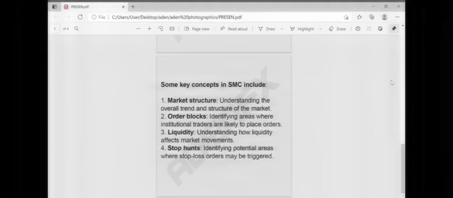According to Happiness Harness of HCN Academy, she will always say that the liquidity zone is where the money is sitting. Then stop hunts: identifying potential areas where stop loss orders may be triggered.